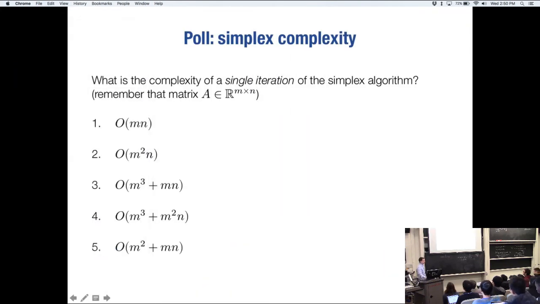But the answers, if you care, are 3 or 5, depending on how you implement it. So go and think about why that is.